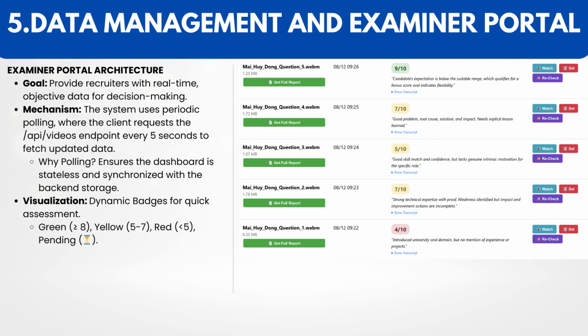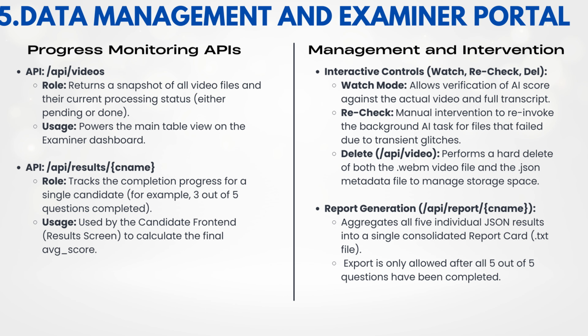Second, the progress API, /API/result/ceiling. This tracks the completion status for a specific candidate. It calculates the final average score only when enough data is available. Beyond monitoring, we implement powerful interactive controls for the administrator.